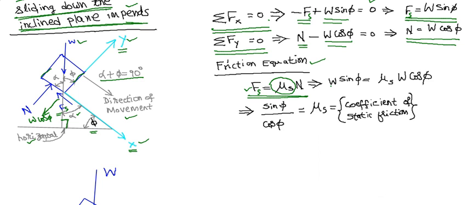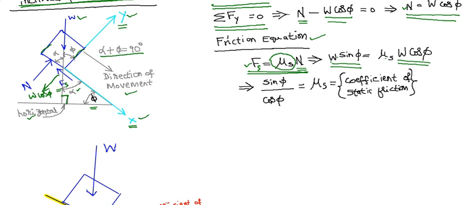Fs, this force of friction, we got here as W sin phi. This N we got here as W cos phi. So W sin phi is mu s W cos phi. So W gets cancelled. Sin phi over cos phi is mu s. And so we have our equation: tan phi is equal to mu s.